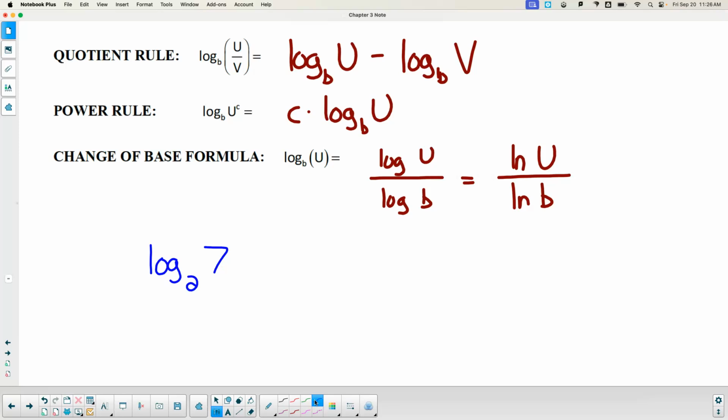Well, it's got to be bigger than 2, right? Because 2 squared is 4, but 2 cubed is 8. So it's got to be somewhere between 2 and 3, probably closer to 3 because 7 is closer to that.